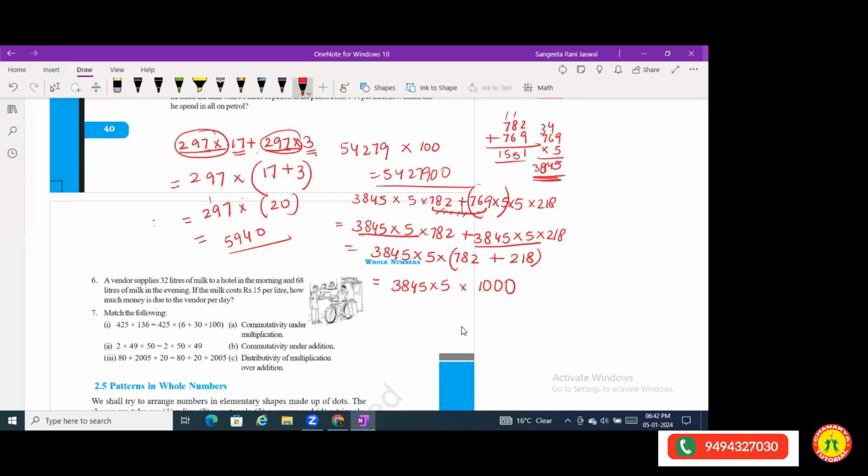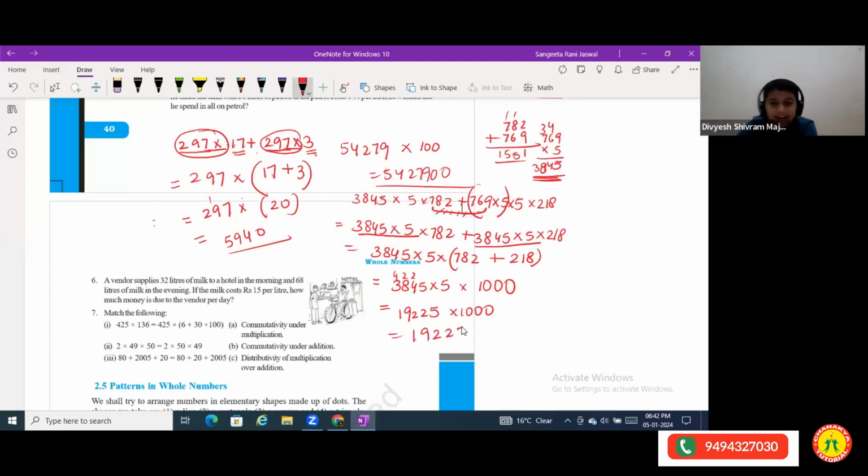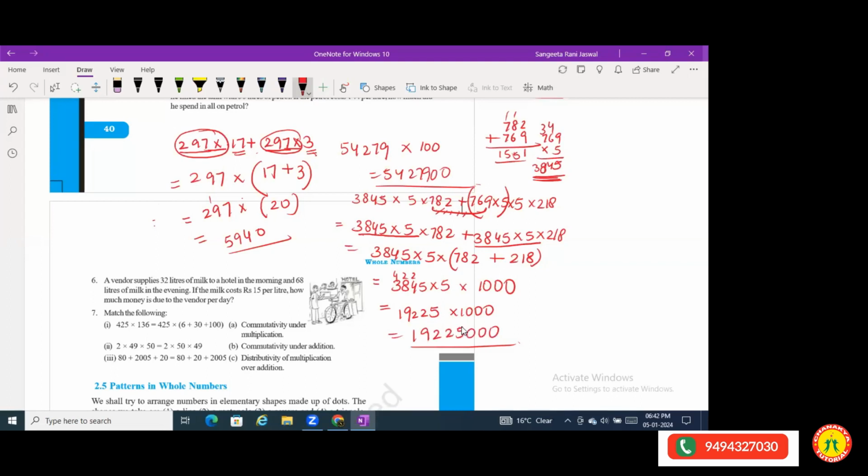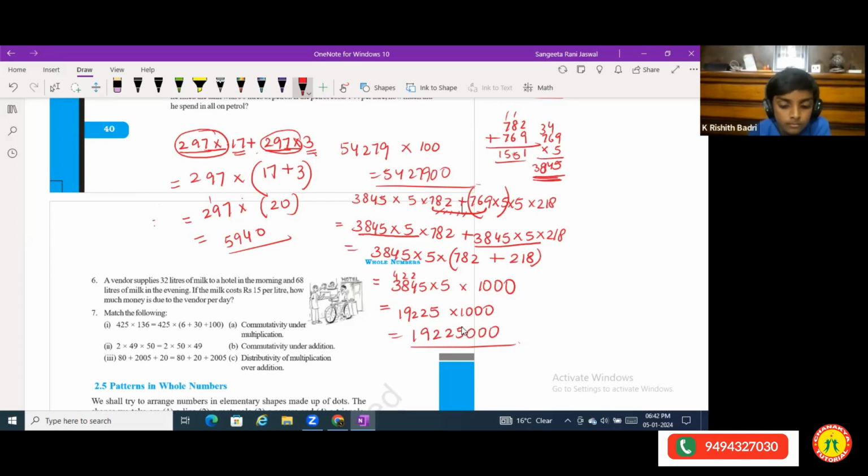Now I can multiply all these numbers. When I multiply this with 5, what do I get? 5 5s are 25. I get 2 here, 20, then 22, again 2, 5 8s are 40. 19,225. 15 and 4, 19. 19,225 multiplied by 1000. So it will be 1 crore 92 lakhs 25,000. Right? Yes, ma'am. Is that right, children? Yes, ma'am. How many of you have made such arrangements?